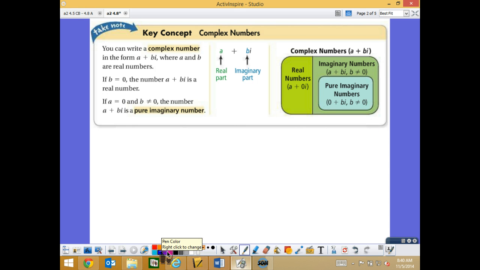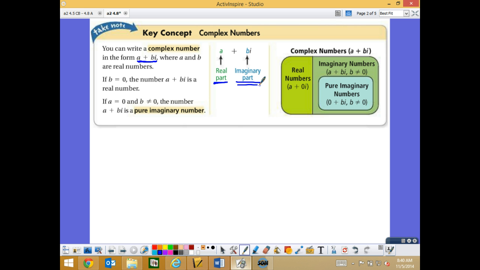Now we'll get into the complex numbers, and the complex numbers are of this form, a plus bi, where a and b are going to be numbers, real numbers of some sort. And it comes in two parts. The a is the real part, b is the imaginary part. And the imaginary part is just the coefficient on the i.